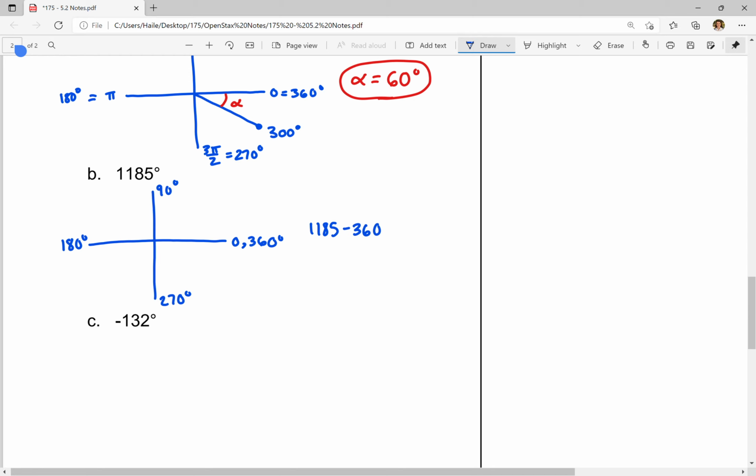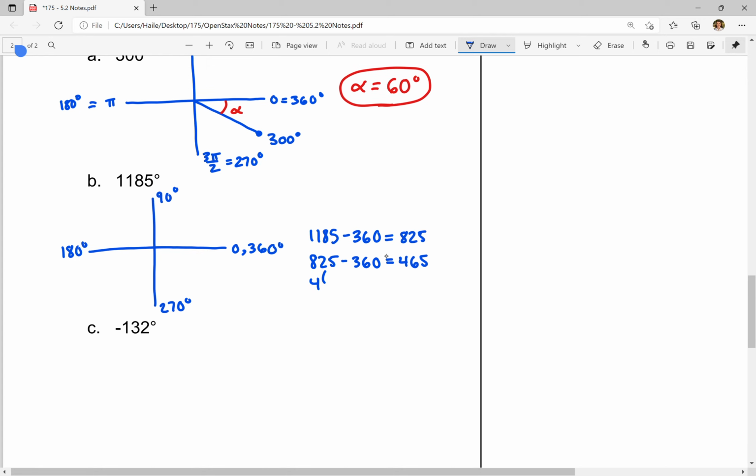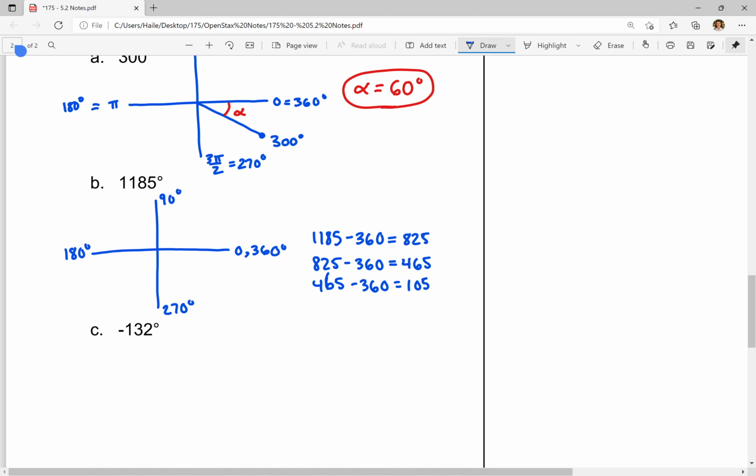So if we subtract 360 the first time, we get 825, but that's still too big. So then we take 825, subtract 360 again, and we get 465, but again, that's bigger than 360. So then we're going to take 465 and subtract 360 again, which gives us 105. And 105 is indeed smaller than 360, so we can actually think about where that is.